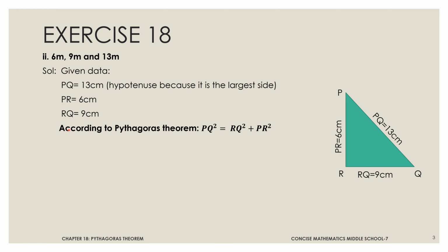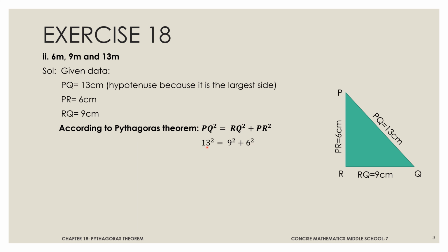Now, according to the Pythagoras theorem, we all know that hypotenuse square is equal to the sum of the squares of the other two sides. That's why PR square plus RQ square. This is the formula, and we have to substitute this data into this formula. That is PQ. What is the value of PQ? It's 13. So just substitute 13 square is equal to, what is RQ? RQ is 9 centimeter. So 9 square plus, what is PR? It's 6 centimeter. So 6 square.